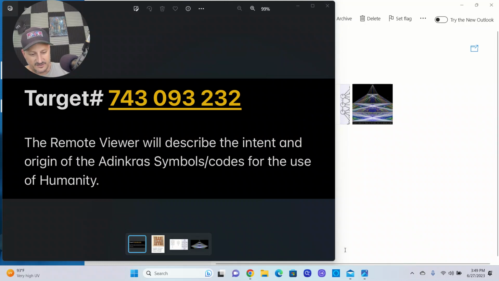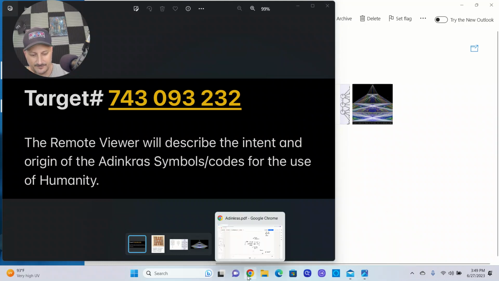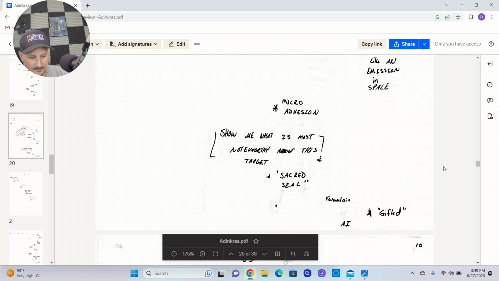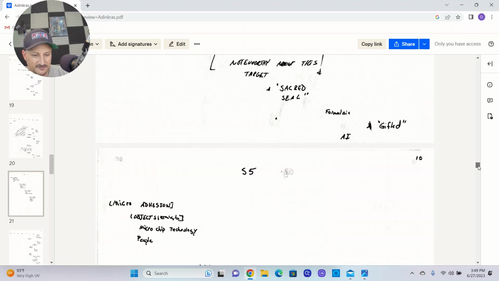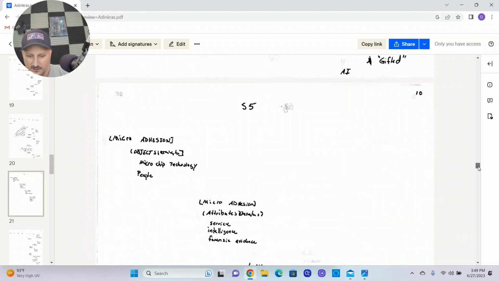Okay, I don't want to get ahead of myself here. I'll go back to that. Okay, sacred seal feels formulaic. This idea of like gifted. Okay, microadhesion. This kept popping up, so I figured I better stage 5 it.